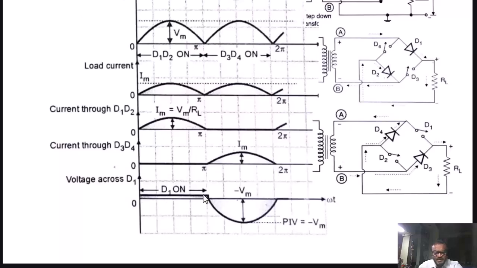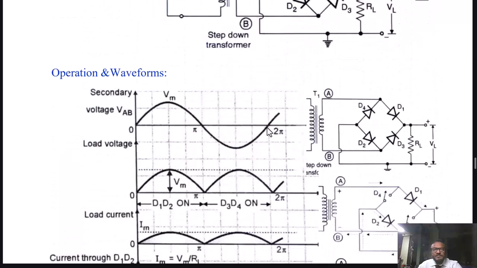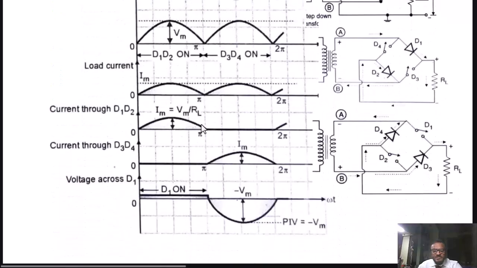Similar will be the voltage across D2. So during positive half cycle, since D1 is on, voltage across it is ideally 0. Practically it is 0.7 volt. And during negative half cycle, since diode D1 as well as diode D2 are in reverse bias, therefore voltage across diode D1 is same as VBA, and that is nothing but the negative half cycle Vm. That's all about the operation.